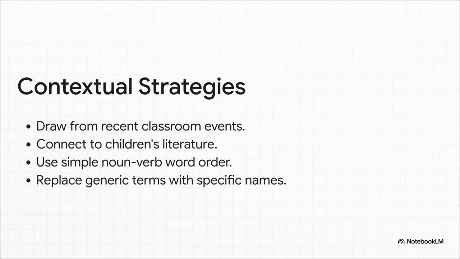So how do we build that context? You draw from recent classroom events, field trips, or tie the math directly into great children's literature. Furthermore, by keeping the language structured, using a really simple noun-verb word order, and replacing confusing generic pronouns with specific names, we support all learners. This is incredibly important for English language learners and students with disabilities. It lowers the linguistic cognitive load, so they can focus all their mental energy entirely on the mathematical relationships.